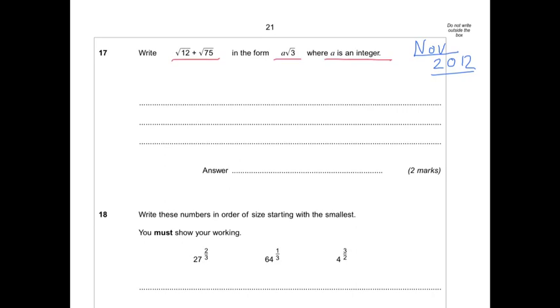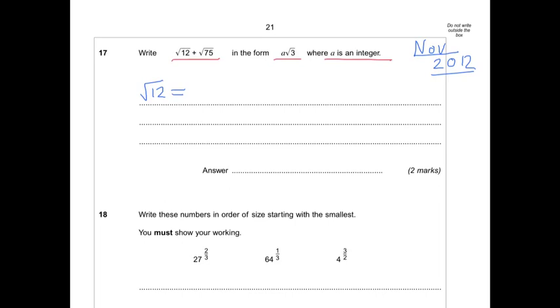So this is a question about the simplification of surds. We're going to start off by simplifying each part of the surd calculation separately. So I'm going to simplify root 12.